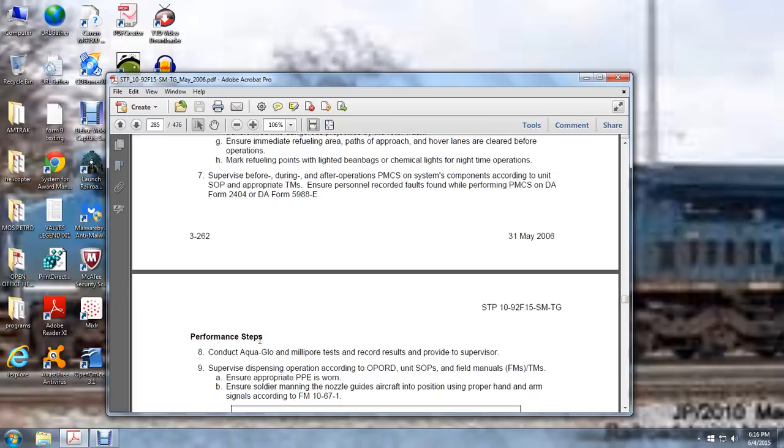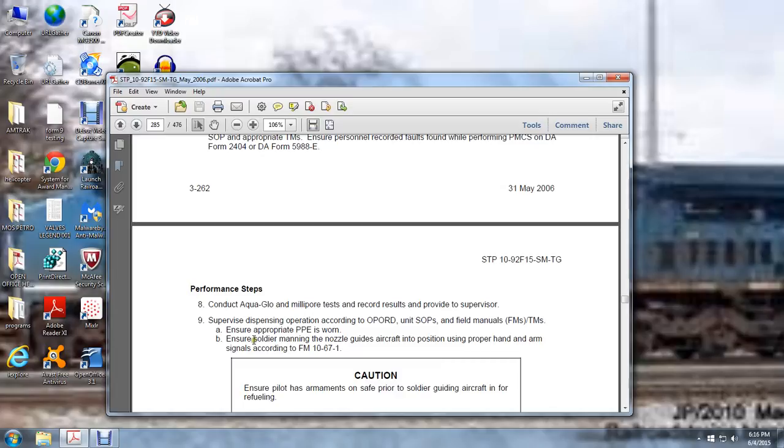Conduct aqua-glo milli-pore tests and provide the recorded results to the supervisor. Supervise dispensing authorization according to the authorization order, unit standard authorization procedures, and field manuals and technical manuals. Ensure the appropriate personal protective equipment is worn.